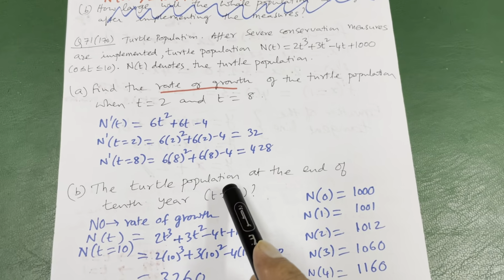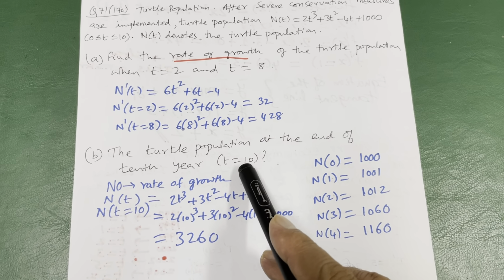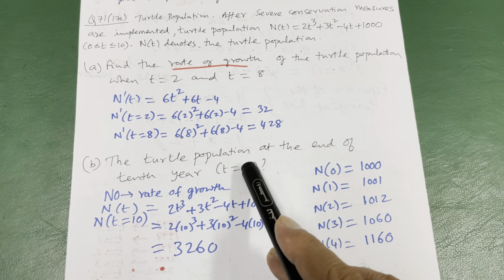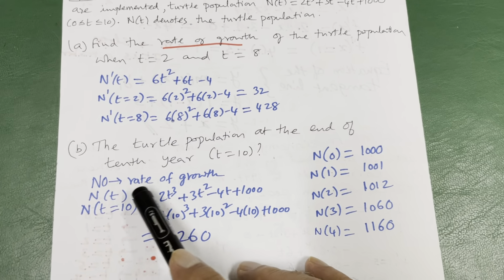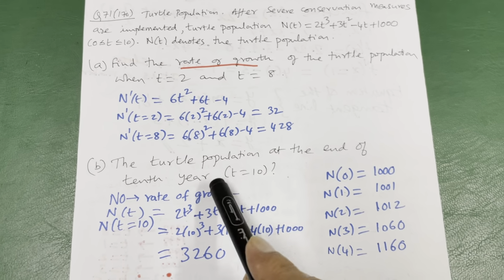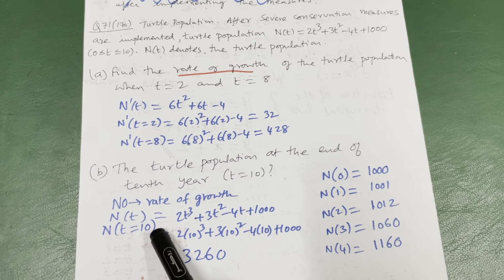So the turtle population at the end of the 10th year, this is another question. At the end of 10th year, see here he did not ask the rate. See here, there is no rate of growth. Here rate of growth means derivative. Here he did not ask rate of growth, so you have to put directly t is equal to 10.